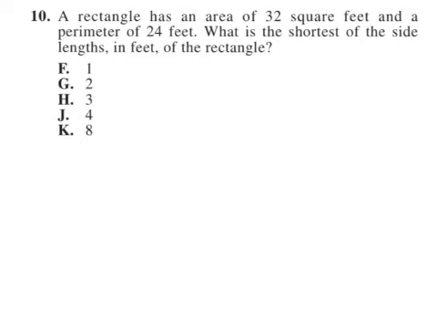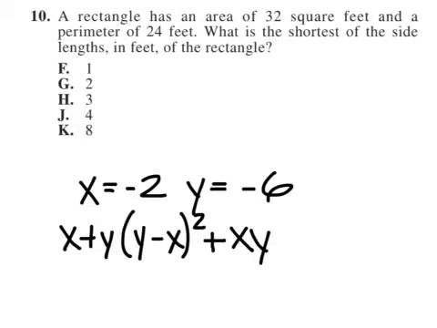A rectangle has an area of 32 square feet and a perimeter of 24 feet. What is the shortest of the side lengths in feet of the rectangle? Right answer is J. Everybody had that.